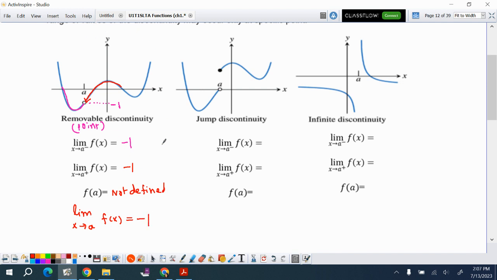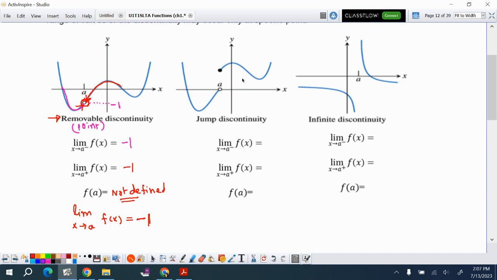Okay, so understand this whole concept again. There is a hole at x equal to a, means function is not defined, but limit exists because you are coming from both sides at the same number. Limit exists, and answer is negative 1. This is called removable discontinuity. Why removable? You can fill in the hole and you can remove. So that's why we call it removable discontinuity.